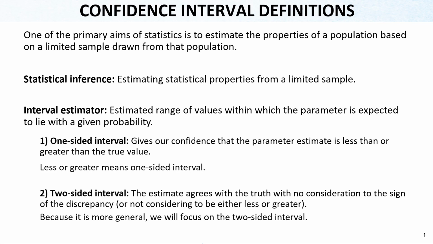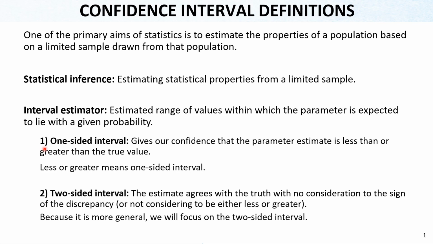But if you have a limited sample, then you will not be sure if it is coming from a certain population or certain distribution. That's why confidence intervals were developed. The interval estimator definition is the estimated range of values within which the parameter is expected to lie within a given probability. This is important for us. This is actually the confidence interval. When we have limited data, a limited sample, we will have some interval to increase our confidence that it is coming from a given probability.